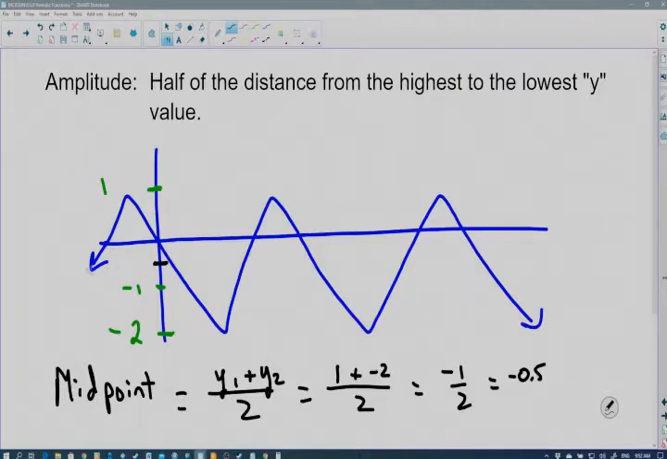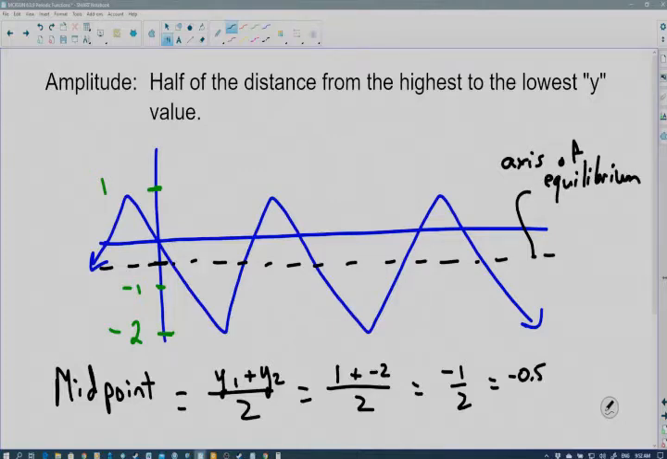Now, when you find the midpoint of a periodic function, sometimes we'll be drawing a dotted line through that point. And that dotted line is a special type of axis, which I like to call the axis of equilibrium, which is more of a physics concept than a math concept. And I'll get to that more later on. So that's not a term that we're going to talk about too much today, but you could just call it the axis if you want. All right. The distance between that axis and the highest point on the graph is your amplitude.